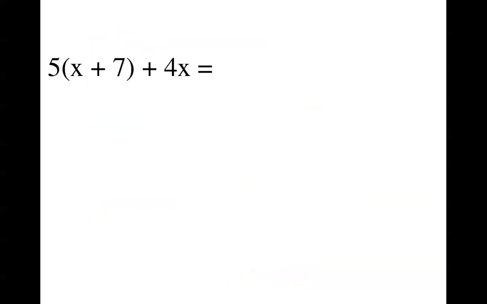All right, so here we go. Could you handle this? Think about GMDOS. You always multiply before you add. So you have to multiply 5 times x plus 7 before you can add on the 4x. Notice 5 groups of x would be 5x. 5 groups of 7 would be 35.